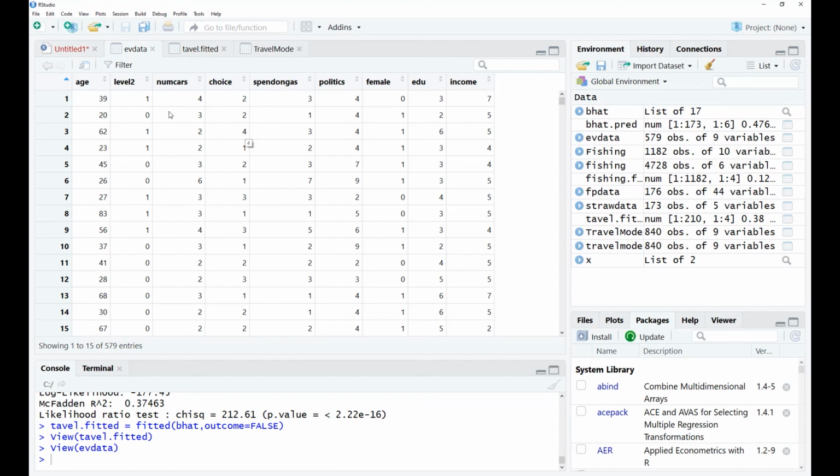And we also have data about the age of the respondent, whether they have heard about a level 2 charger. Think about a level 2 charger as a charger that can charge your car in a relatively short amount of time. The number of cars they have. We had information about how much they spent on gasoline. Note that the higher the number, the more they spent. We had information about politics. The higher the number, the more conservative they are. Whether the respondent was female, level of education, and level of income.